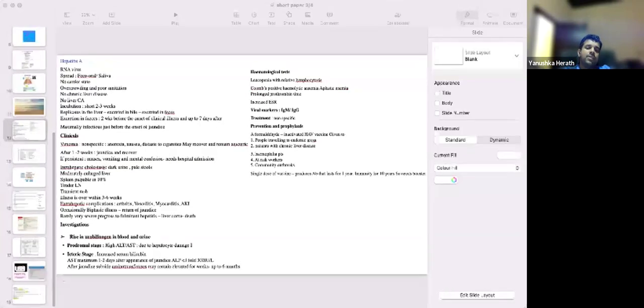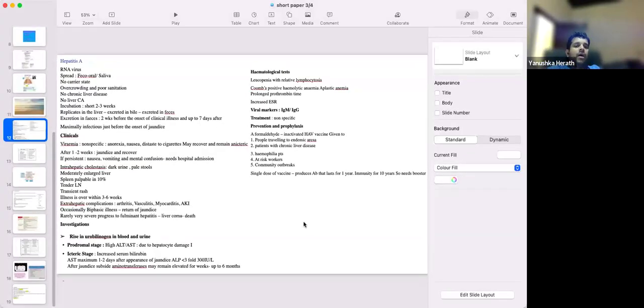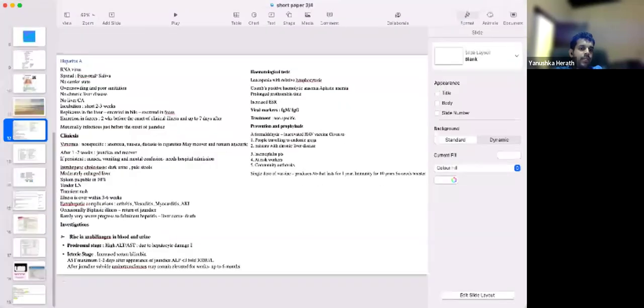Antiviral treatment of choice, generally their treatment will be conservative, like symptomatic treatment. Of course, you can give the vaccine if they are traveling to India and all that, but generally symptomatic management is what we practice. Other important thing is they do not cause liver cancer, and their incubation period is 2 to 3 weeks.